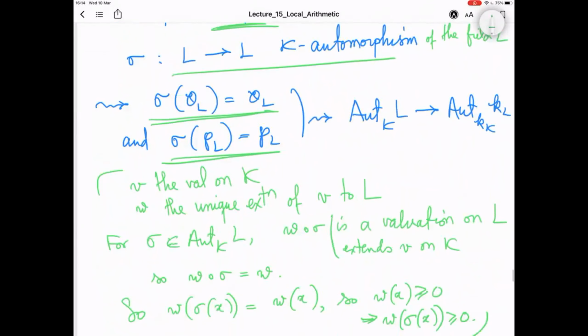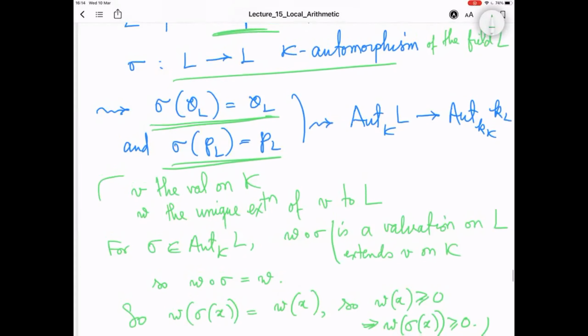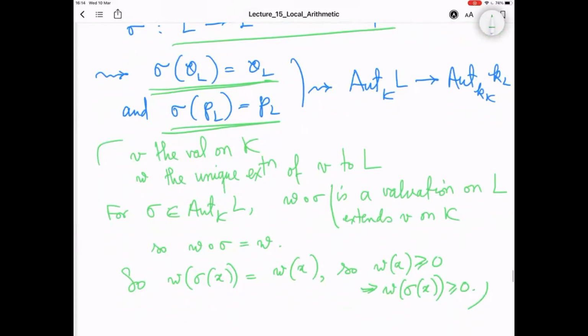And therefore it induces, okay, so here is some explanation as to why this happens. So let's first look at that.